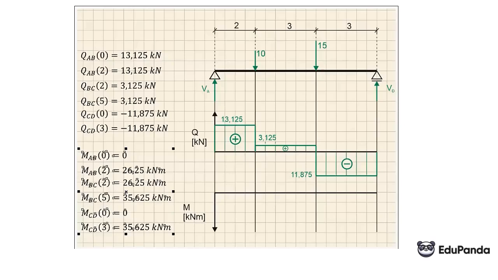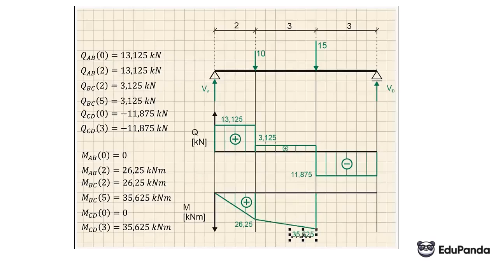So for coordinate 0, the moment value is 0. For coordinate 2, the moment value is 26.25 positive. I mark this value somehow and connect it linearly. It is 26.25 kN. It is positive, we mark it, and we look at the second interval. In the second interval for value 2, it is also 26.25, so the value we already have on the graph, for the value of 5 meters of the beam is 35.625, also a positive value, so we mark this 35 and connect it linearly.